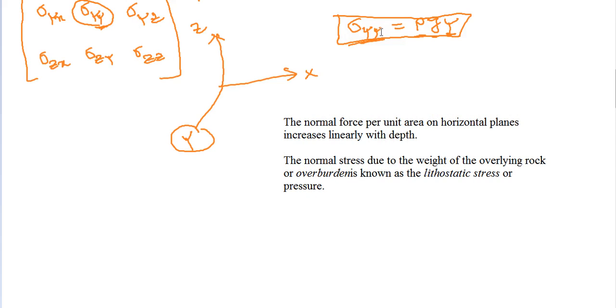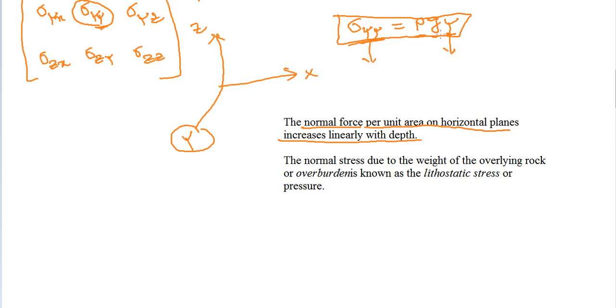Because sigma y is a vertical direction, the positive direction means from the surface of the earth, and the negative direction means from beneath the surface. So this normal force per unit area, because this is the stress, on horizontal planes increases linearly with depth, right? So this increases linearly with depth.